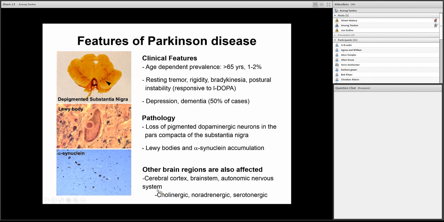We talk about Parkinson's disease as a dopaminergic disorder, but if you look at the other neurotransmitters, such as cholinergic, noradrenergic, and serotonergic pathways, they are also affected.